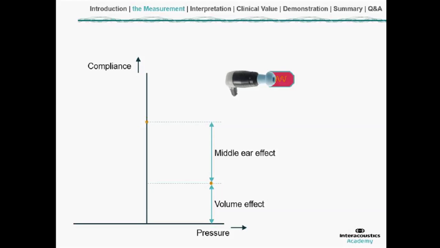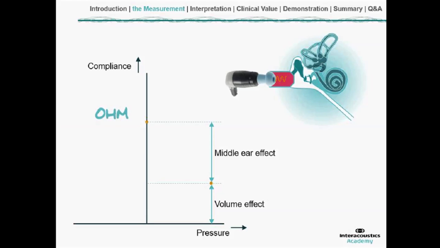This is actually a good time to introduce the unit that we use for compliance. And right now I plotted on the graph ohm, which is not the unit for compliance, but many people recognize it as the unit for impedance. And impedance means how difficult it is for sound to pass into the ear. And compliance is exactly the opposite. It's how easy it is for sound to pass into the ear.